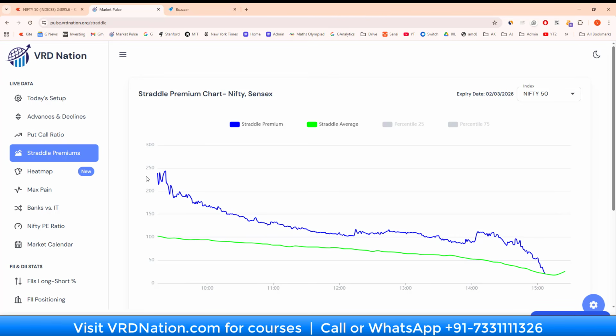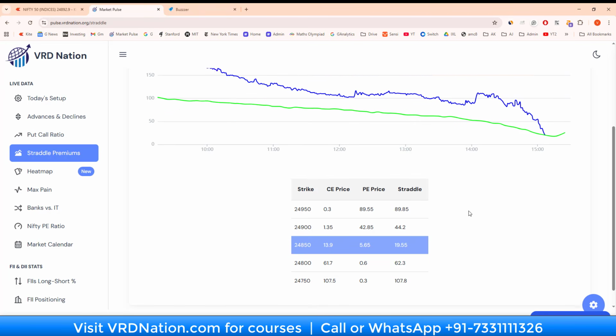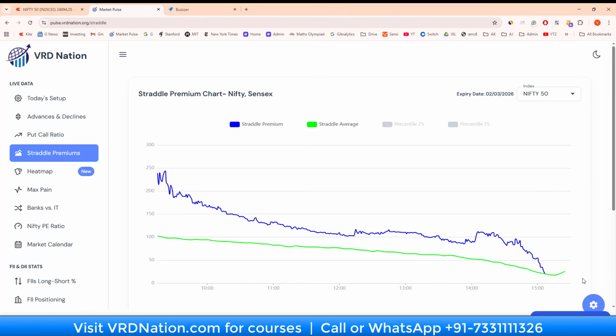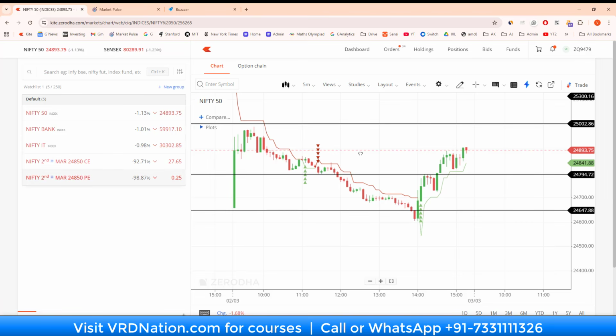Right, so this blue line that you are seeing right here, this is essentially the Straddle Premium, and you can see which strike we have chosen. The reason I like this is because it tells me a lot about what's going on in the market. So today, for example, has been a very volatile day, extremely volatile day.